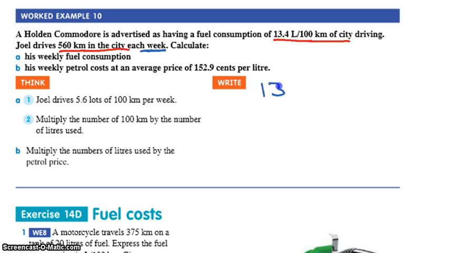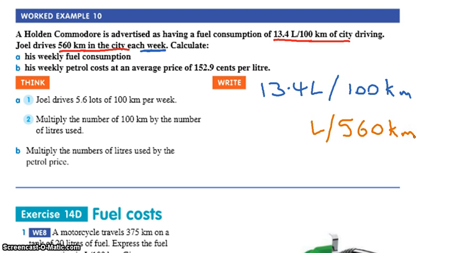So they've given us 13.4 litres per 100 kilometres. Where do we want to get to? We want to get to litres by 560. What do we do? Times by 5.6. Excellent. Times by 5.6. 75.04. Cool. So we now have answered the question, how much fuel does he use per week? He uses 75.04 litres per week.